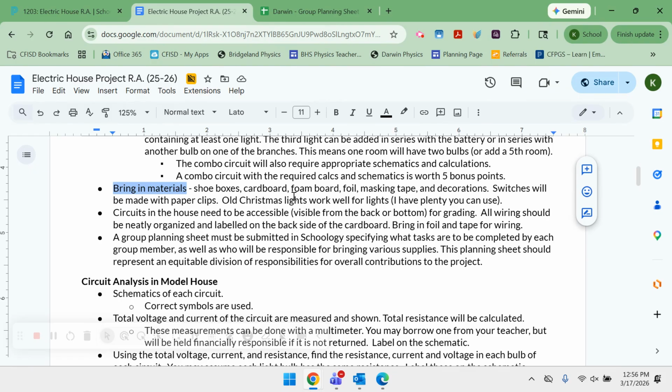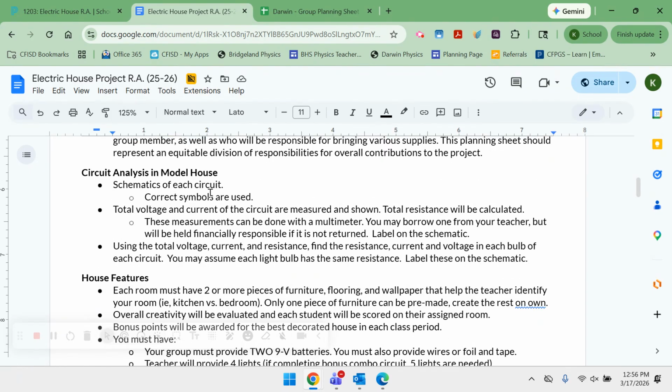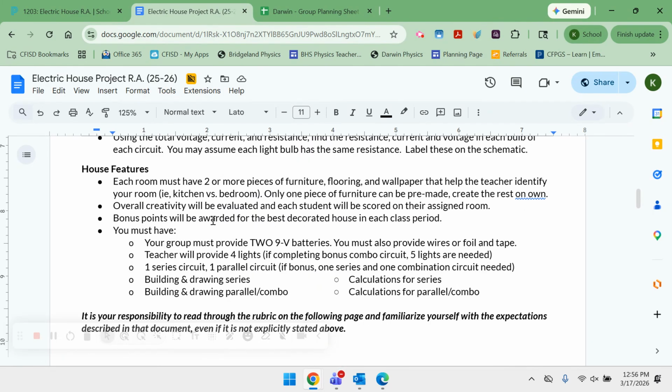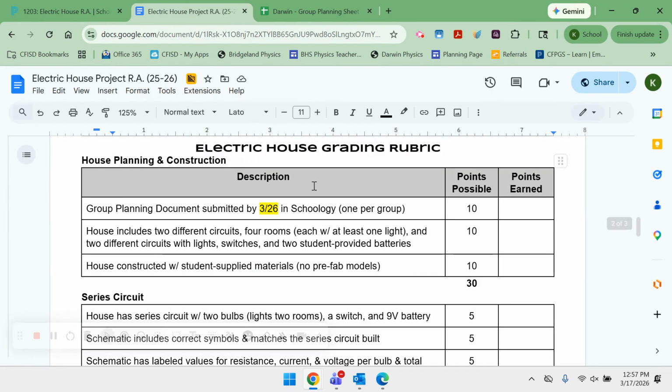Again, there's a bunch of information in here that I'm skipping past, but if you keep looking, it goes over what you have to turn in, and some of the requirements. So we'll revisit this later on. But if you keep going, what I want you to see is there's a rubric down here, and you can tell that there is a group planning document which is due next week on the 26th. So that's the first thing that you're going to have to take care of.